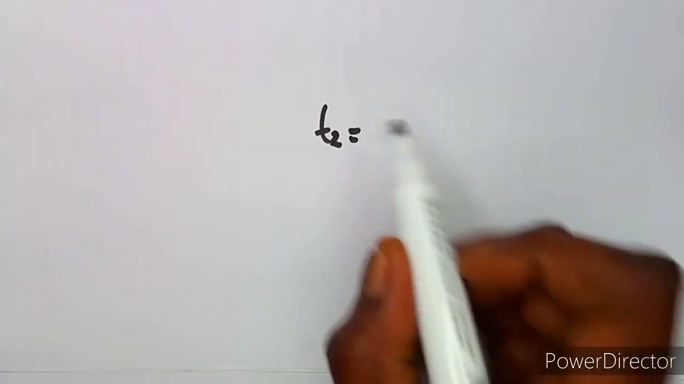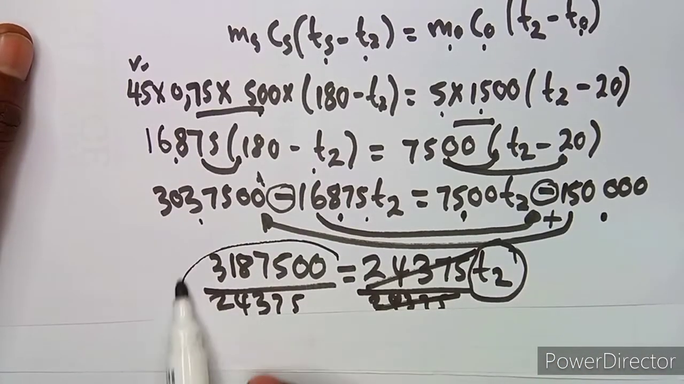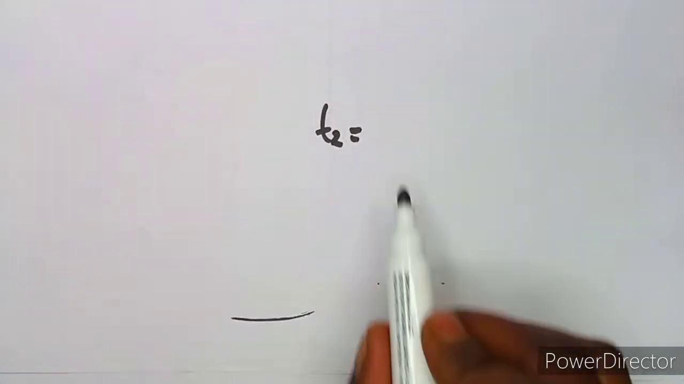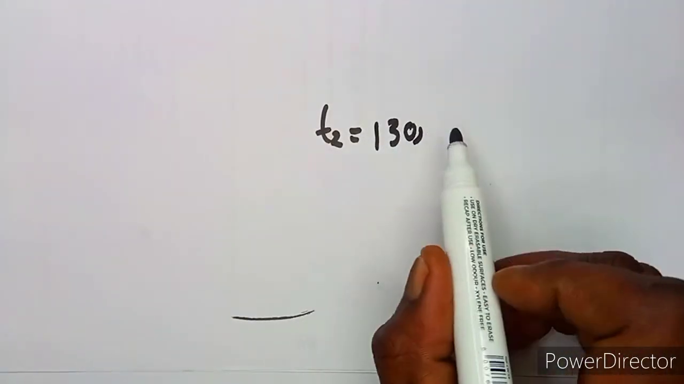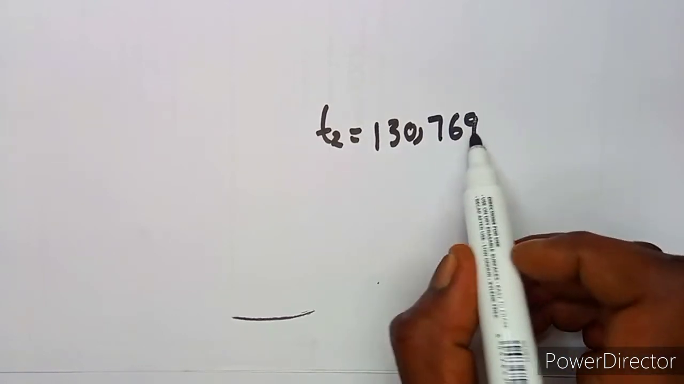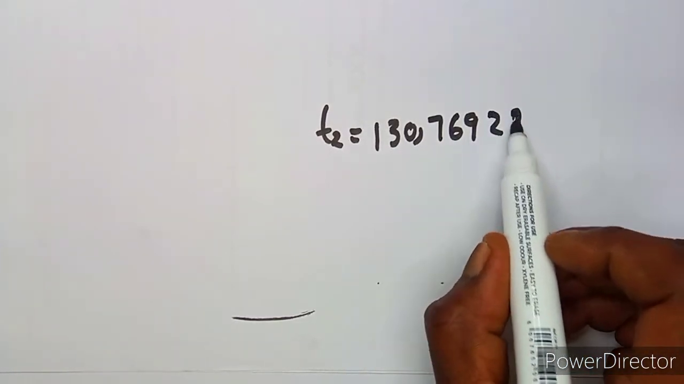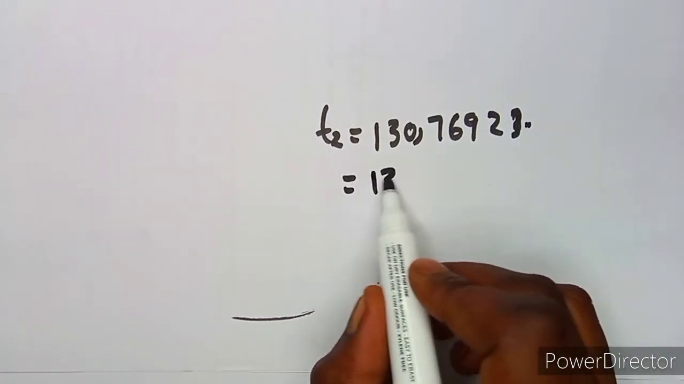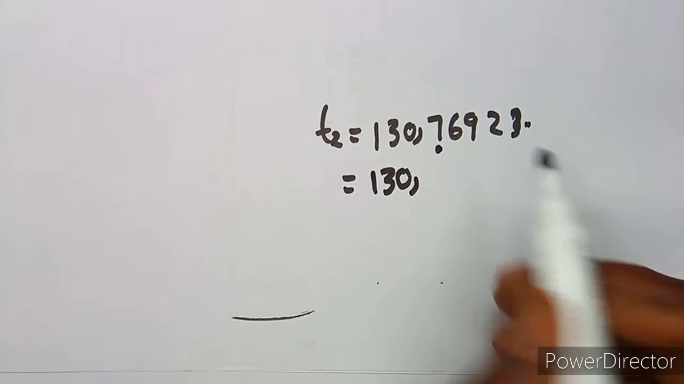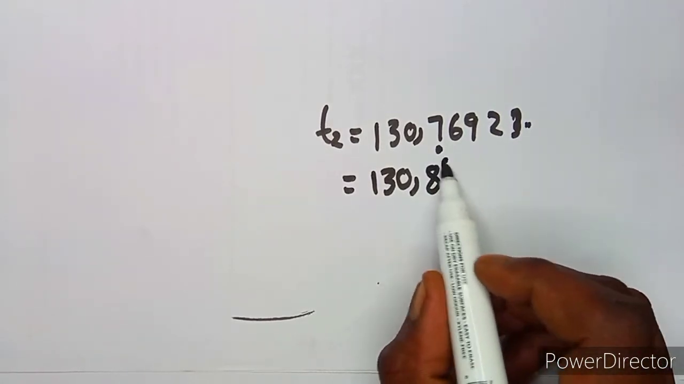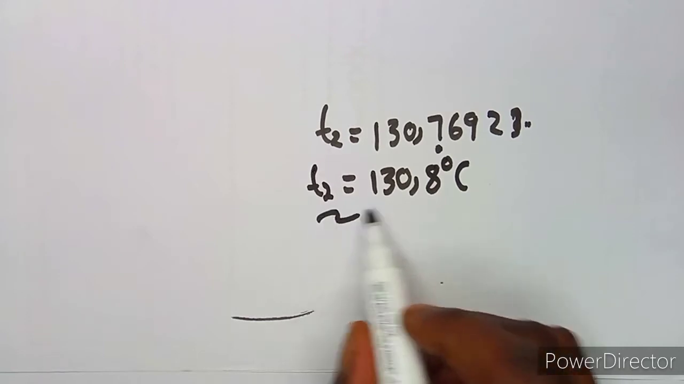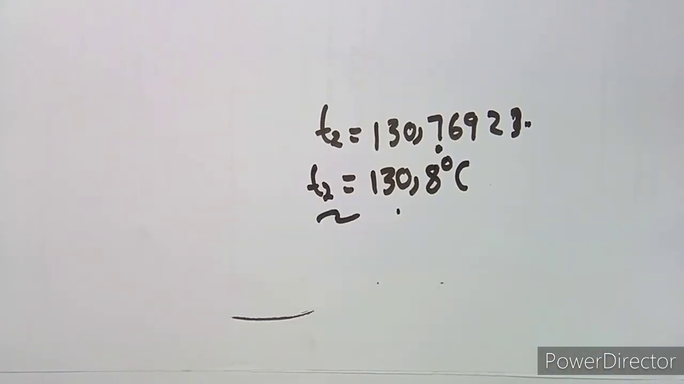So your T2 is going to be, if you divide these two values together, you must obtain something like 130.7692308, something like that. So this is going to give us 130, you can round off to 1 decimal place because it's temperature, so it's going to be 130.8 degrees Celsius, like that. So that is our T2, or you can just round off to 3 decimal places, depending on what you want. But normally for temperature, I prefer to use 1 decimal place, just like the way you round off money or something else. You have to be specific.